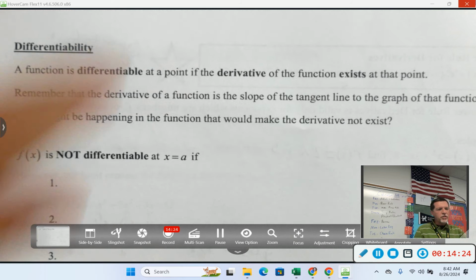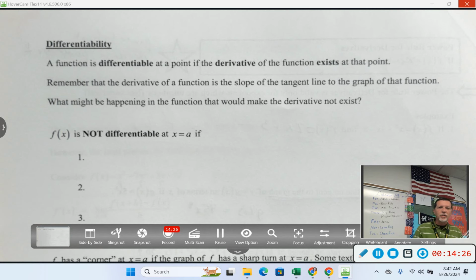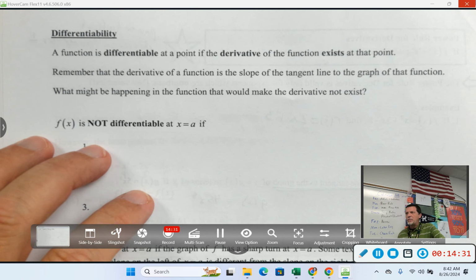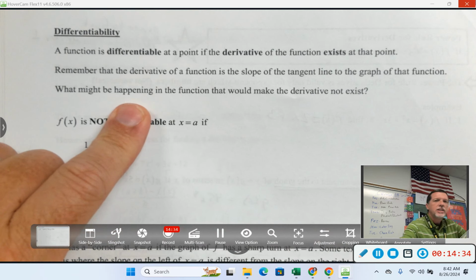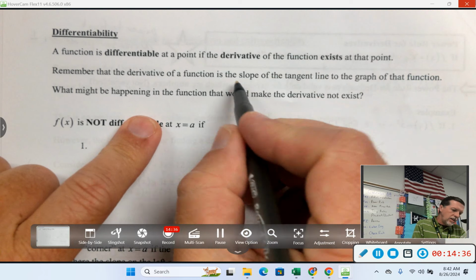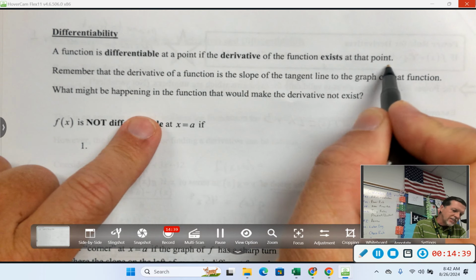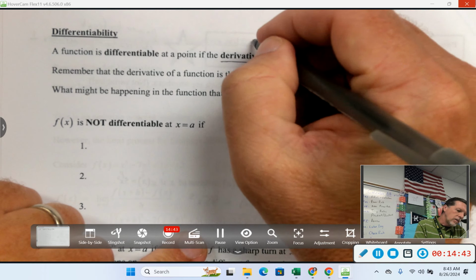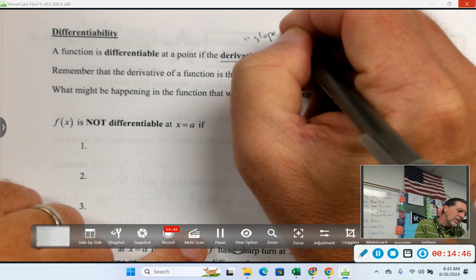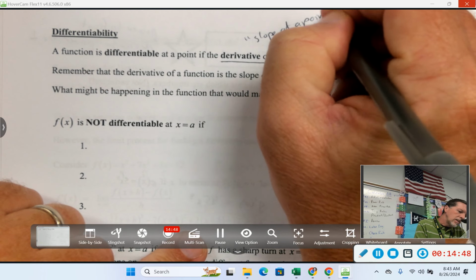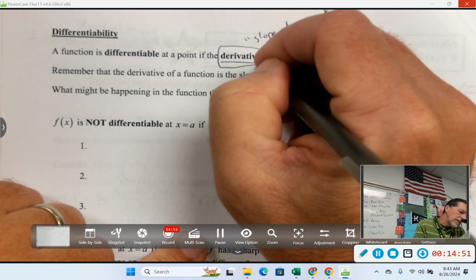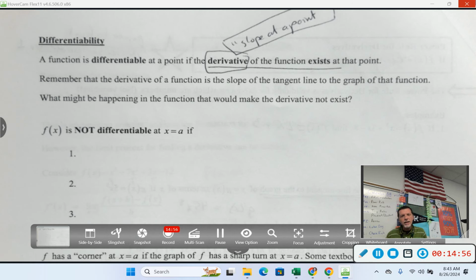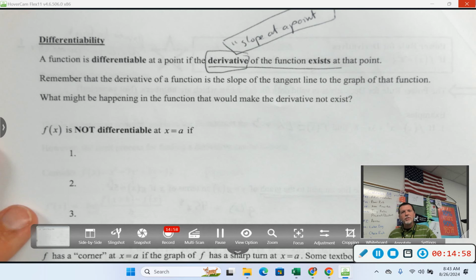Okay, differentiability. We've been taking derivatives. Differentiability is a fancier name for derivative, basically. A function is differentiable at a point if the derivative of the function exists at the point. So, if the slope at a point exists, slope at a point, that's basically what derivative is. If you'll keep those two things linked in your brain, most of first semester of calculus will make sense.